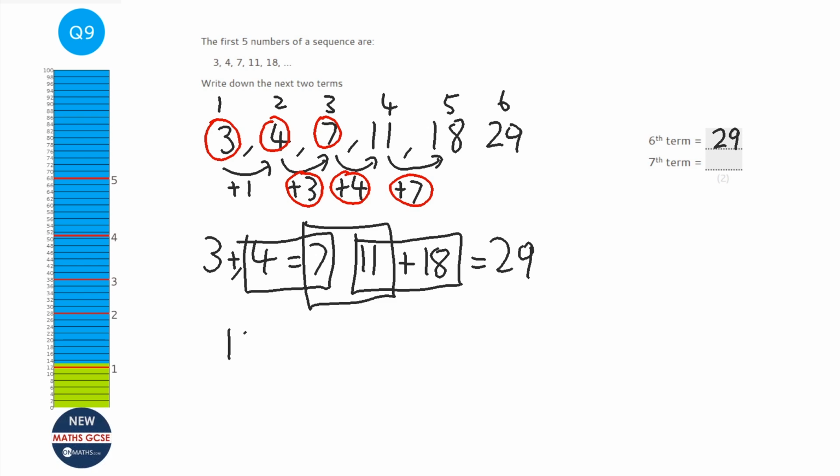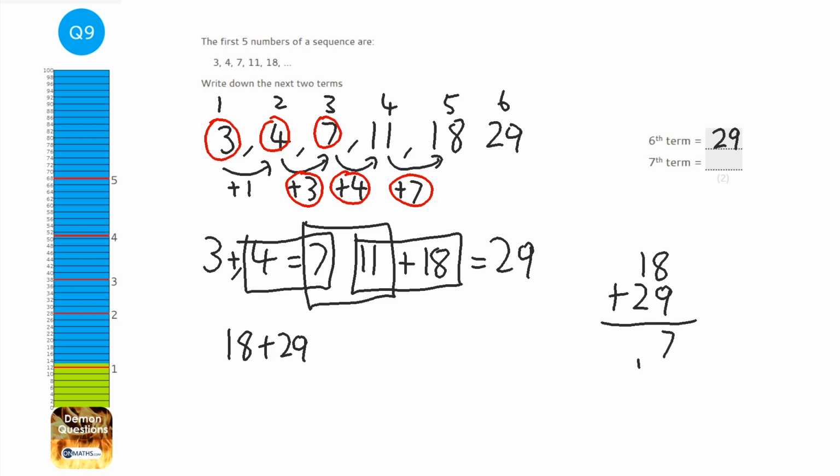Then we need to add the 18 and the 29 together. And when the numbers get big, if it's not on the calculator paper, you can just add them like this. So 9 plus 8 is 17, and that's going to be 3 plus 1, which is 4. So it's going to be 47. So the 7th term is going to be 47. So always just check that the sequence isn't a Fibonacci sequence before you start to panic and think, what is this sequence? Always check for a Fibonacci sequence. It was just that the previous 2 terms are added together to make the next term.